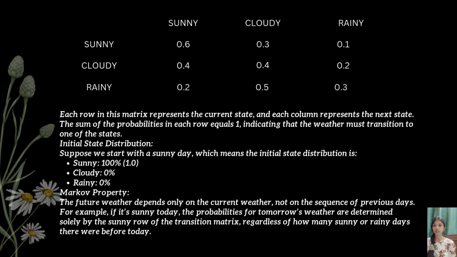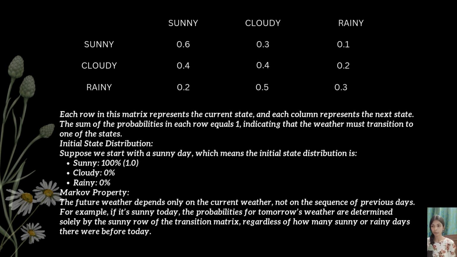We have converted the probabilities into table form, and each row in this matrix represents the current state and each column represents the next state. The sum of the probabilities in each row is equal to 1, indicating the weather must transition to one of the states. Initial state distribution. Suppose we start with a sunny day, which means the initial state distribution is sunny 100%, which is 1.0, cloudy 0%, and rainy 0%.